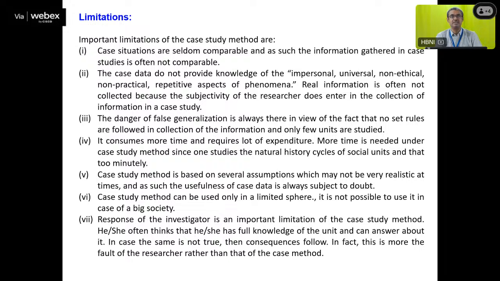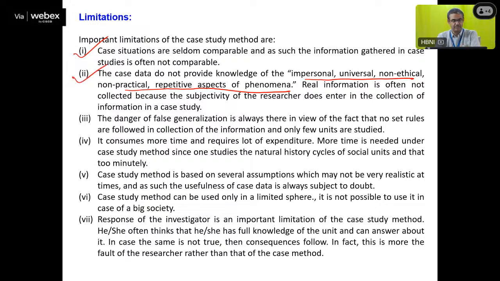So we come to limitations. What are the limitations of case study methods? We discuss them one by one. Case situations are seldom comparable, and as such, the information gathered in case studies is often not comparable. You have understood this, I feel, that it is difficult to compare. The case data do not provide knowledge of the impersonal, universal, non-ethical, non-practical, repetitive aspects of phenomena.